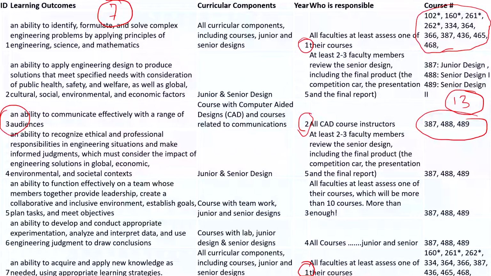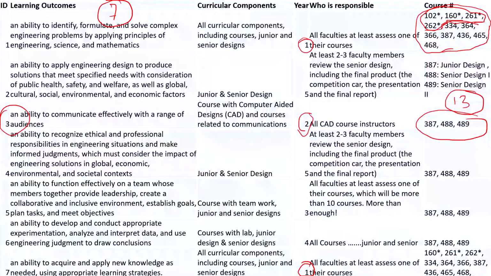Everything else is math, physics, chemistry, mechanical, electrical, computer engineering courses. And we are not assessing that. We're only assessing our courses. So it's not really a lot. Also, if you look at this 102, 160, 262, they are very basic courses. They don't provide much information.